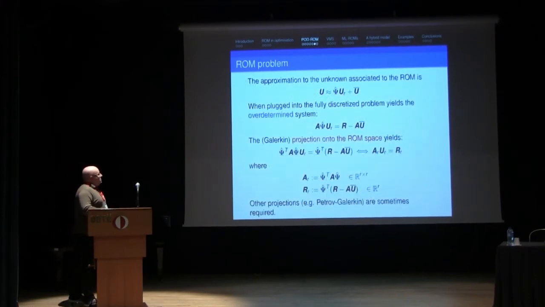Okay, so which is the reduced problem now? That's simple. Once we have the reduced basis, we approximate the solution in terms of the reduced basis. As I said, we have here 10 degrees of freedom, plus the mean, because for technical reasons I said that we have to subtract first the mean and then we have to add it. Then we plug this into the original system.